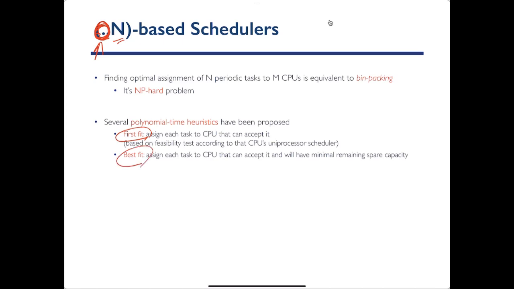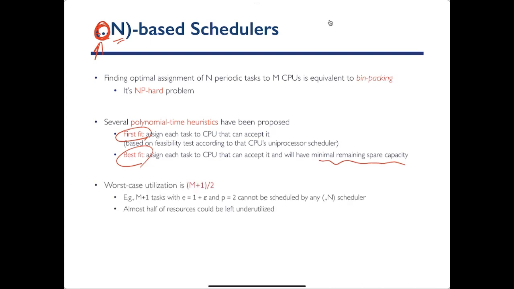The second one is best fit. So basically, you find the CPU that can accept this task, but you also want this task to have a minimal remaining spare capacity. So you want to assign this to the CPU that has the lowest load, the lowest utilization, so that the remaining capacity in your system is minimized. You can show that the worst case utilization that you can achieve in your system is (m+1)/2.